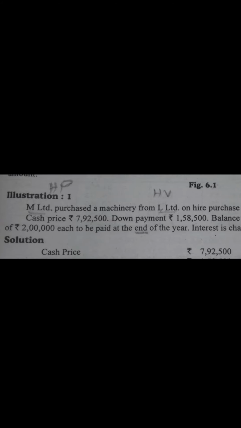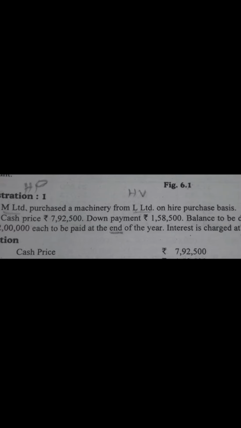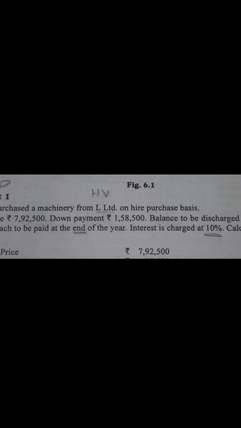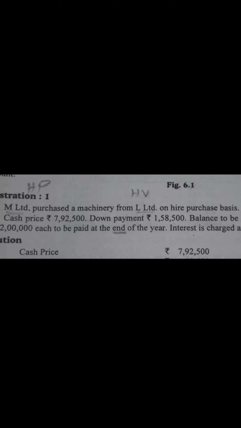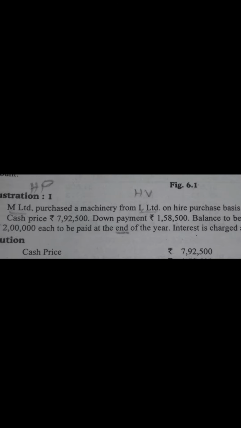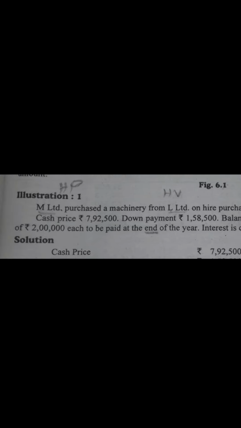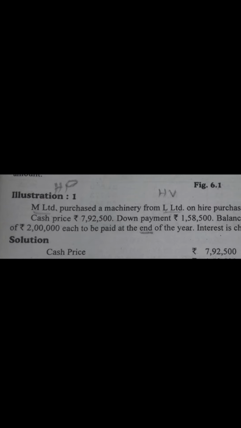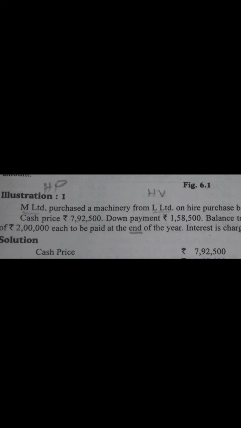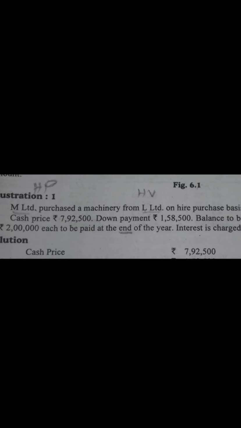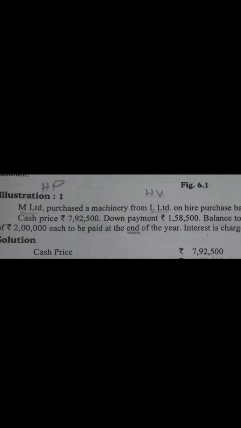M Limited purchased a machinery from L Limited on hire purchase basis. So students, by reading the first line itself, it is very much clear that M Limited has purchased a machinery. Therefore, M Limited is hire purchaser, and L Limited, from whom the machinery is purchased, is the seller, and therefore they can be called as hire vendor. So L Limited is hire vendor.